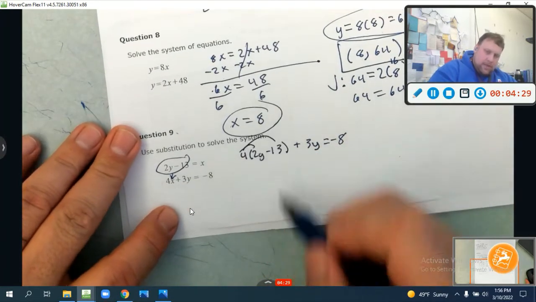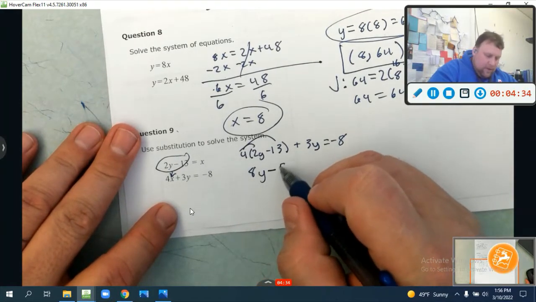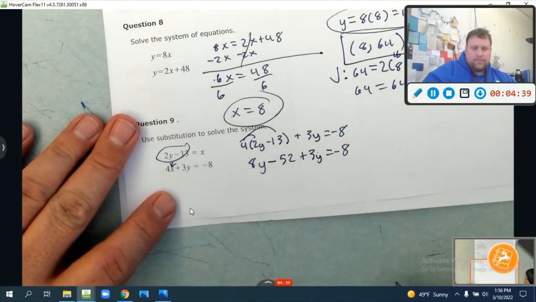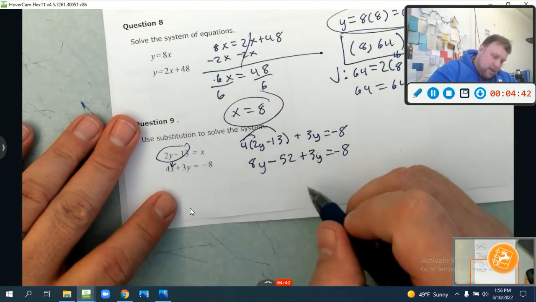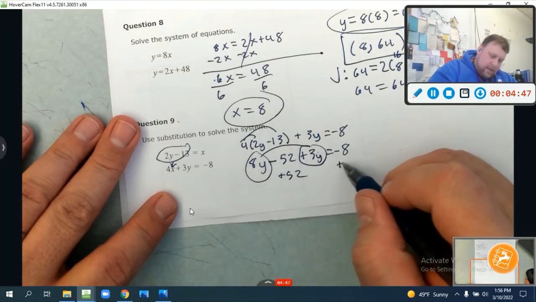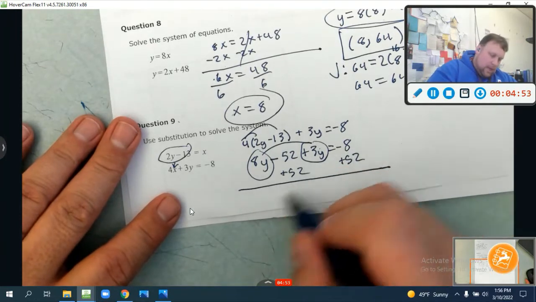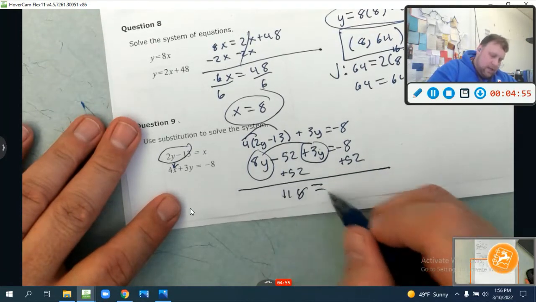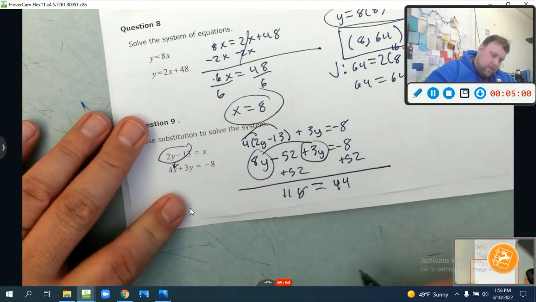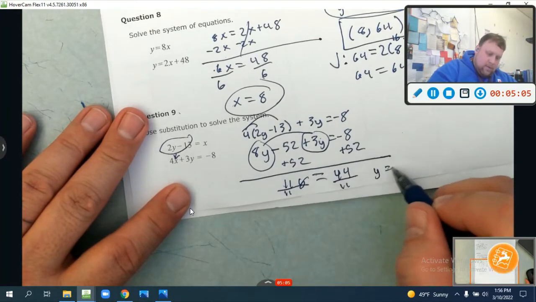Now let's distribute this. So I end up with 8y minus 52 plus 3y equals negative 8. We're going to keep going. I can combine the y's, but I'm also going to get rid of this 52. I don't need it, so plus 52. And I end up with 11y equals 44. Well, that helps, because when I divide both sides by 11, y equals 4.